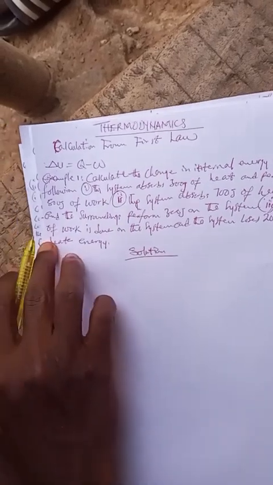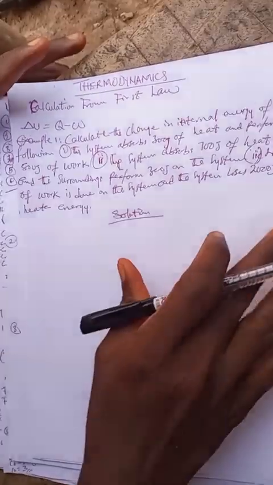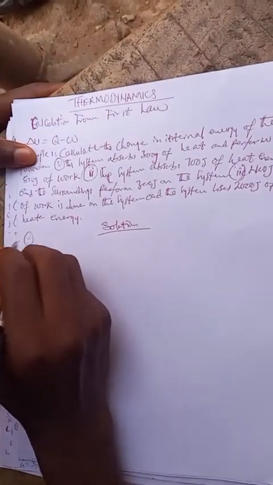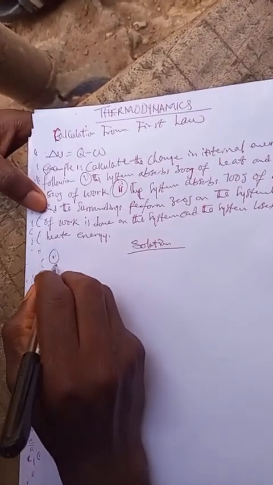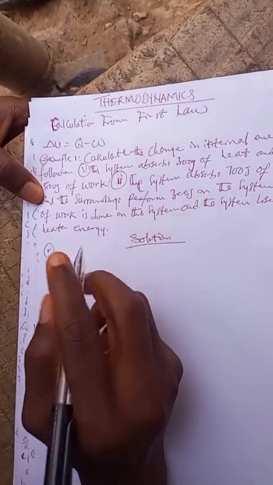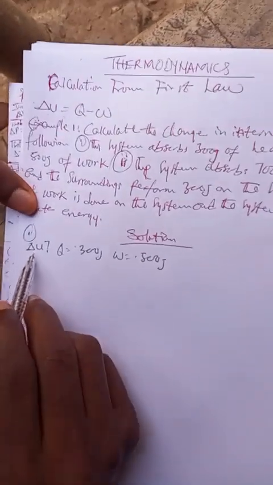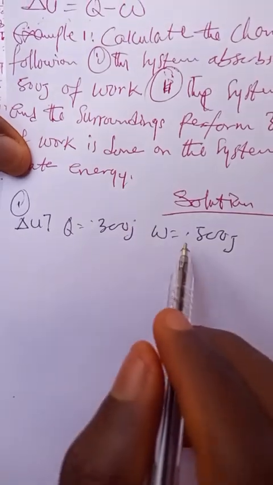Solution. Question 1. Let's start from our formula. The internal energy is unknown. Now, if we look at this question 1, your internal energy is unknown and we want to look for that. Your Q is 300 joules and your W is 500 joules.